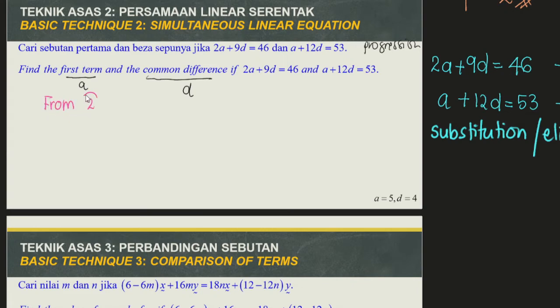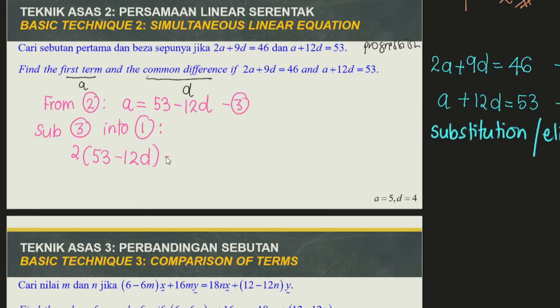From equation 2, I am going to find my A first. I'm going to express my A first. So 53 minus 12D. This one I write as equation 3. Then I'm going to substitute equation 3 into equation 1. I cannot use equation 2 anymore because I just used equation 2 to express A. So when I substitute, the A you put as 53 minus 12D plus 9D equals 46.